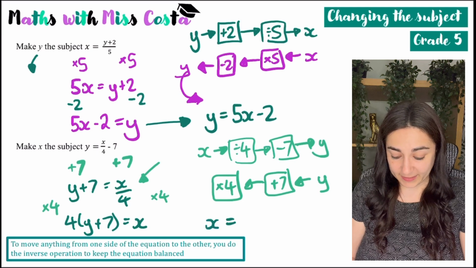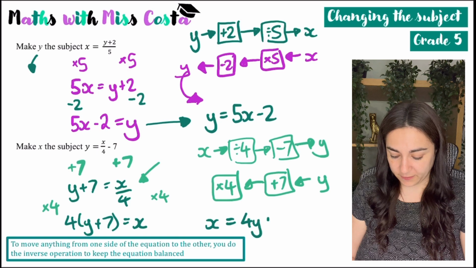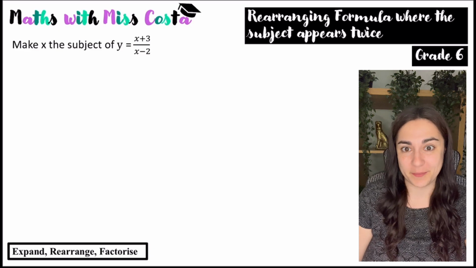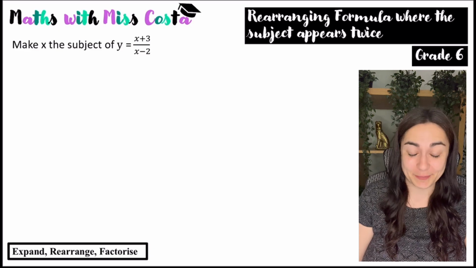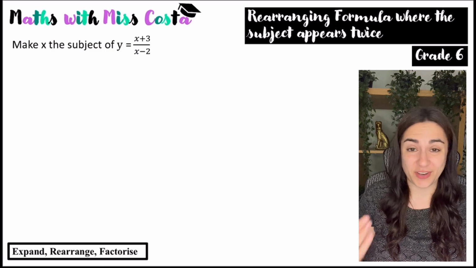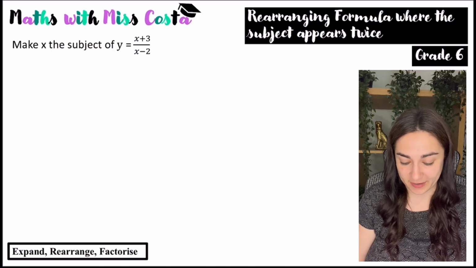So I could expand it if I wanted to, or I could leave it in factorised form. So x is just 4y plus 28. So this one's a little bit trickier. It's going to involve a little bit more manipulation, like factorising and then expanding, but let's have a look. Whenever you've got a denominator, generally you're going to want to multiply both sides by the denominator just so that it's no longer in a fraction.